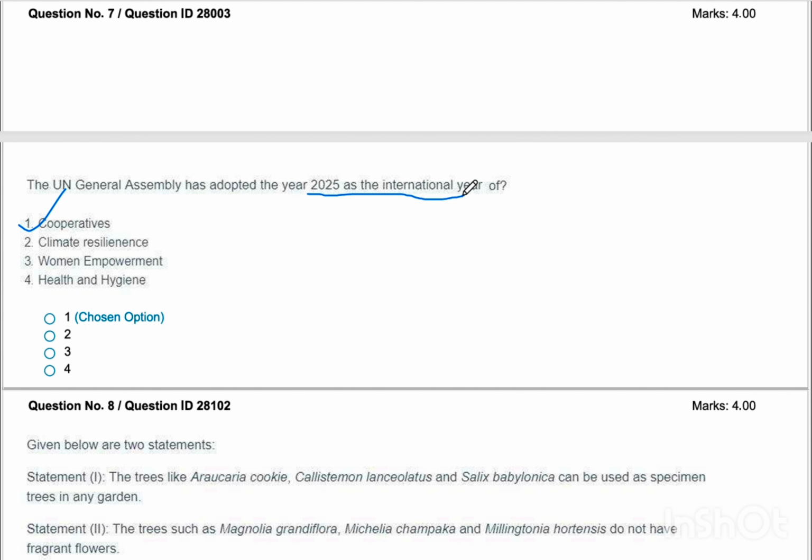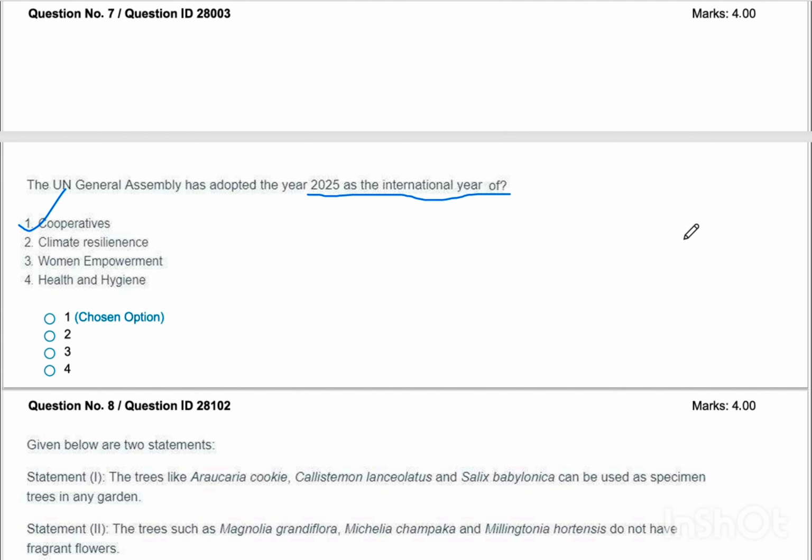Now coming to the next question: the UN General Assembly has adopted the year 2025 as an international year of. I think in the 2024 question paper also we have seen this kind of question, that is, 2024 is an international year of. It was the year of camelids.